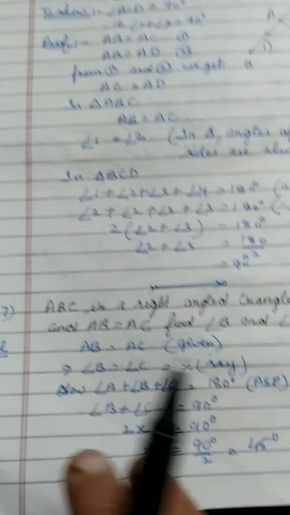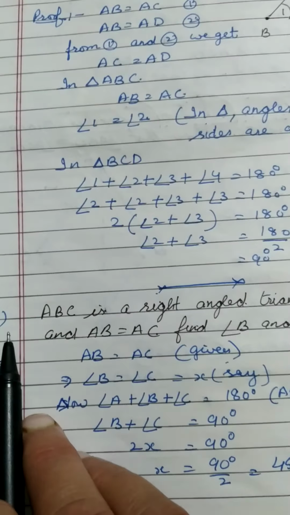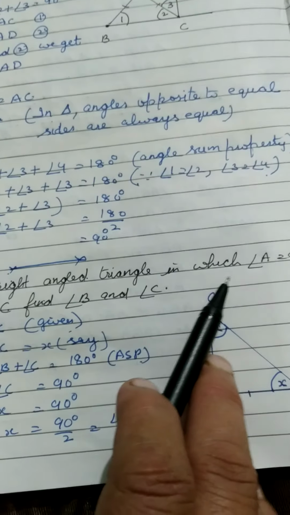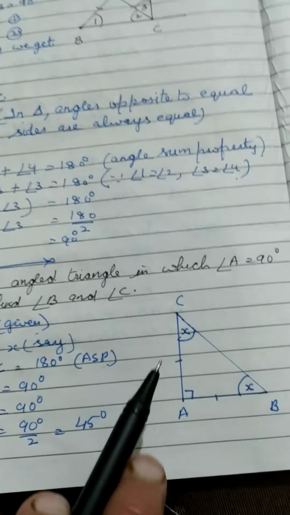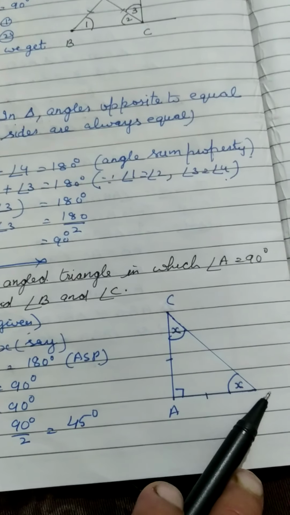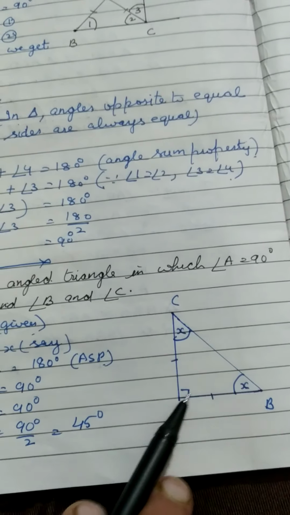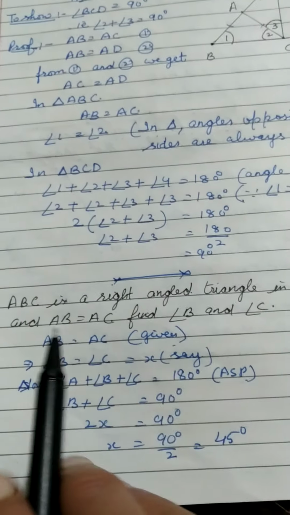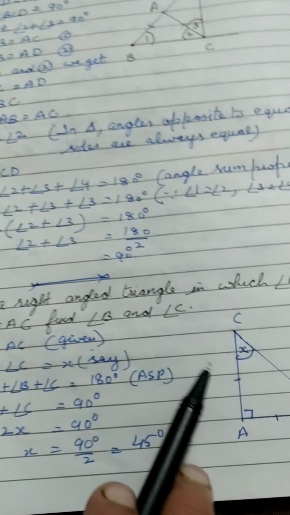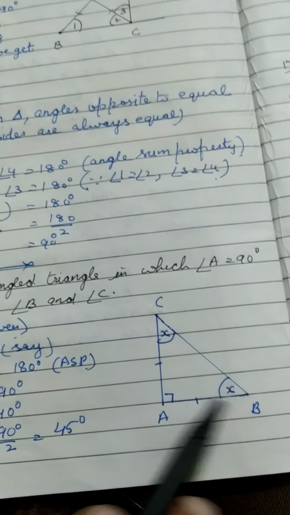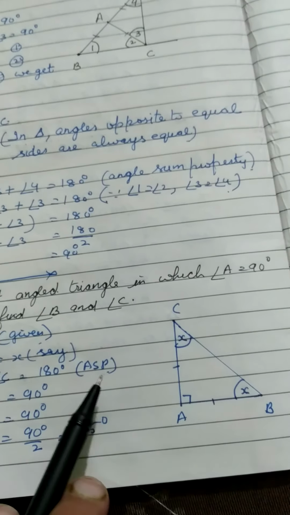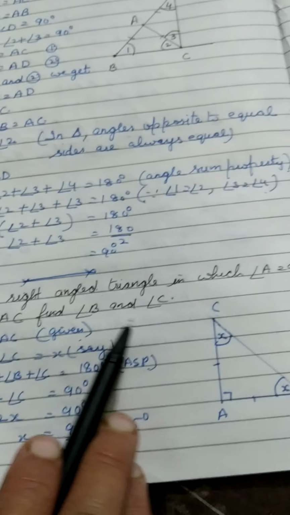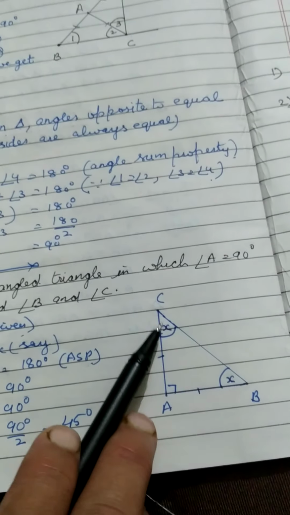The next question is question number 7. ABC is a right angled triangle in which angle A is equal to 90 degrees. This ABC is the triangle in which one angle is of 90 degrees, and AB is equal to AC. It is given that AB is equal to AC, means this is an isosceles triangle in which two angles are equal. Find angle B and angle C. Now we have to find B and C.